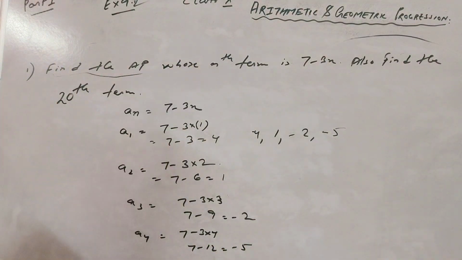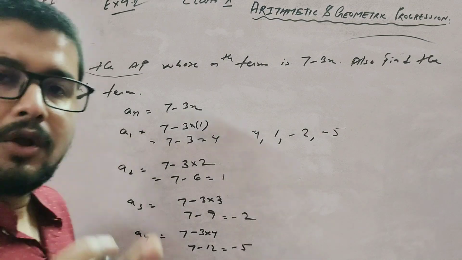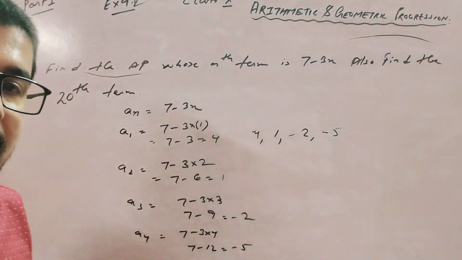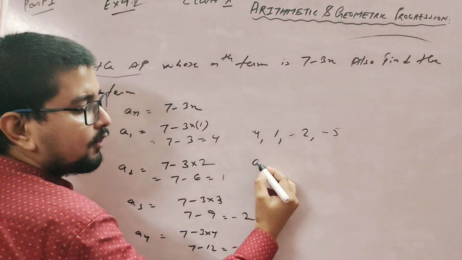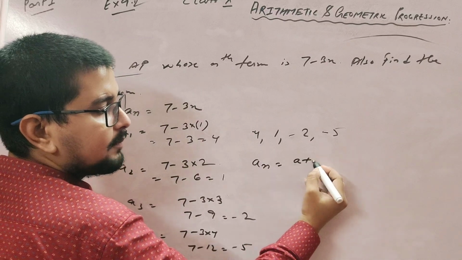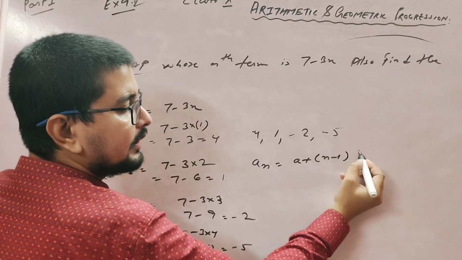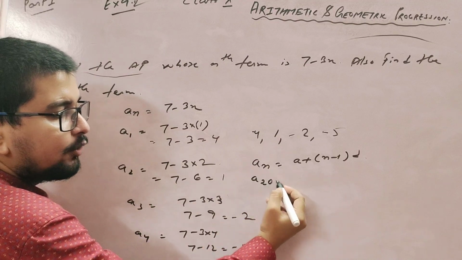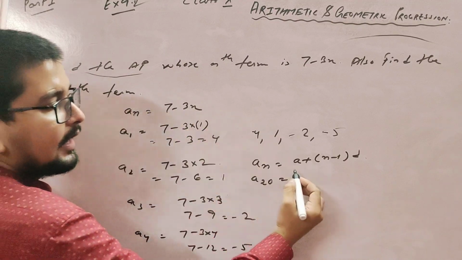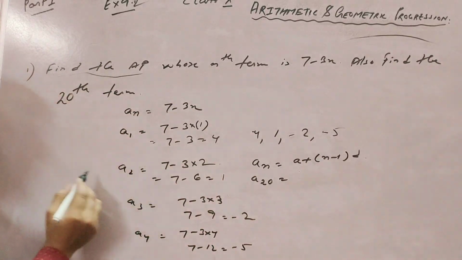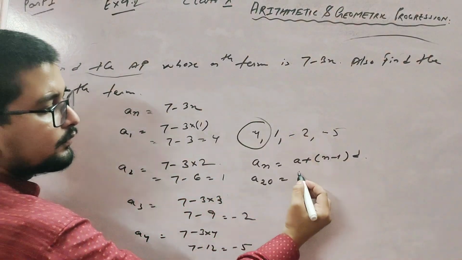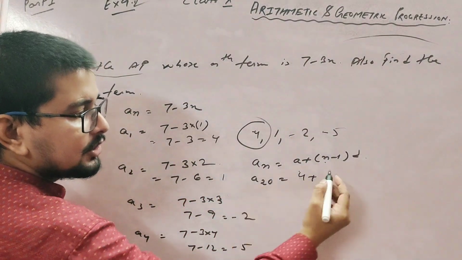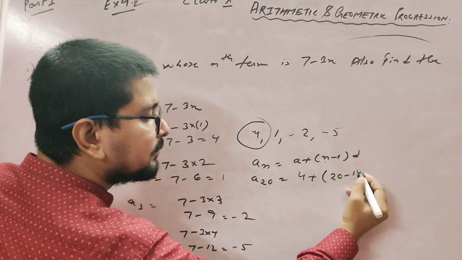But now also find the 20th term. We know now the general formula to find any term. So the general formula is what? An equals to a plus n minus 1 into d. In place of n we write 20 because we find the 20th term. A means first number. We know that the first number is 4. And which term? 20th term, minus 1.